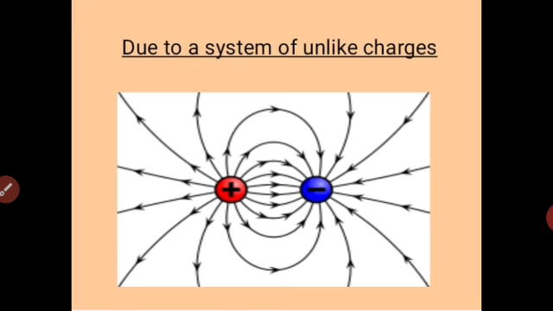Let us now see what happens when we have a system of unlike charges. When you have a positive and a negative charge placed close to each other, the field lines will originate from the positive charge and will end at the negative charge. The field lines are not necessarily straight lines, but they curve. They are just the path on which the test charge would move. This is the diagram of the field lines plotted for the unlike charge system.